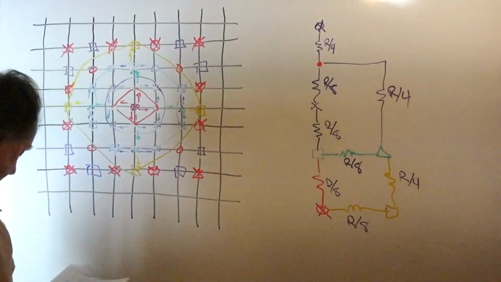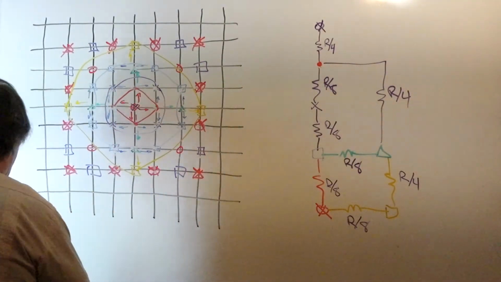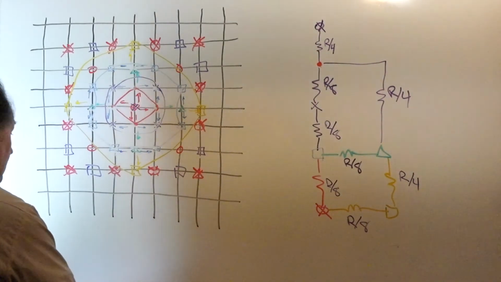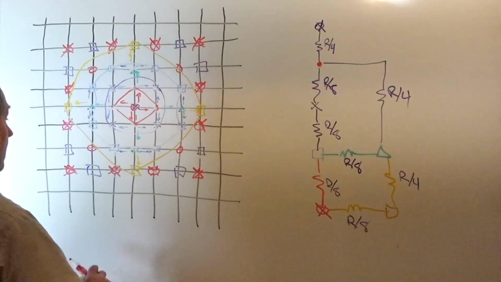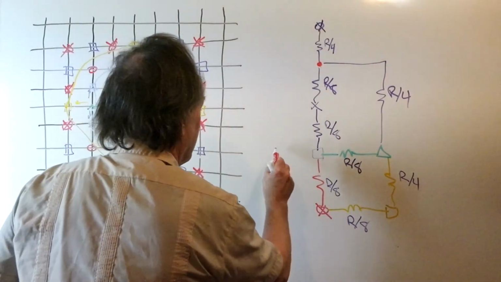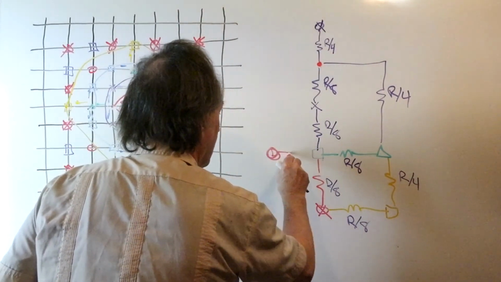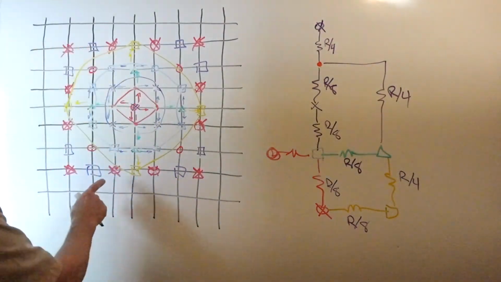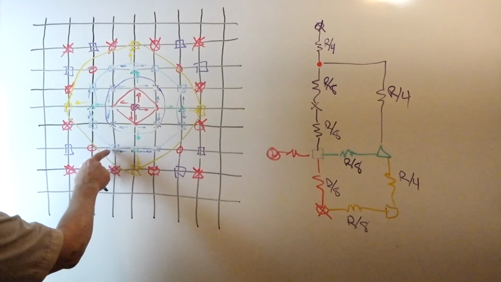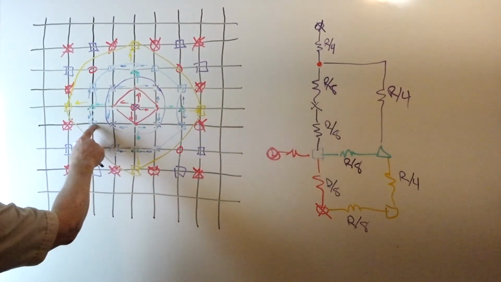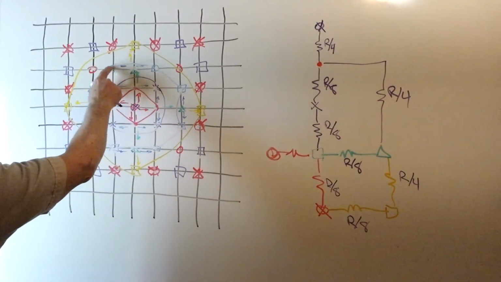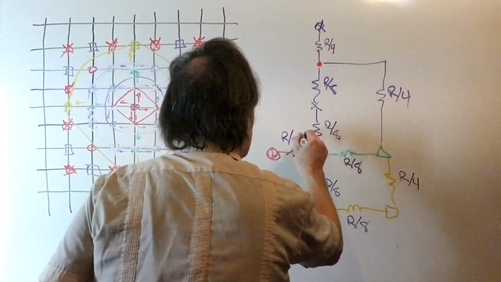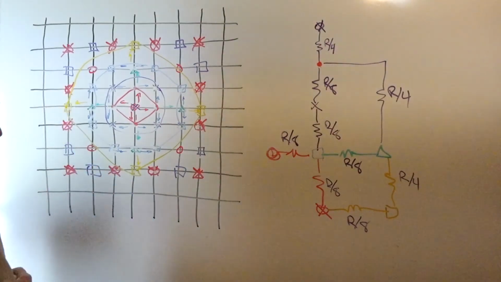Now let's go from the blue square to the red dot, or to the red circle. So we're going to go from the blue square to the red circle. What do we have going on there? Well, how many are there? Well, there's 1, 2, 3, 4, 5, 6, 7, 8. So we have 8 resistors in parallel, so that's R over 8.